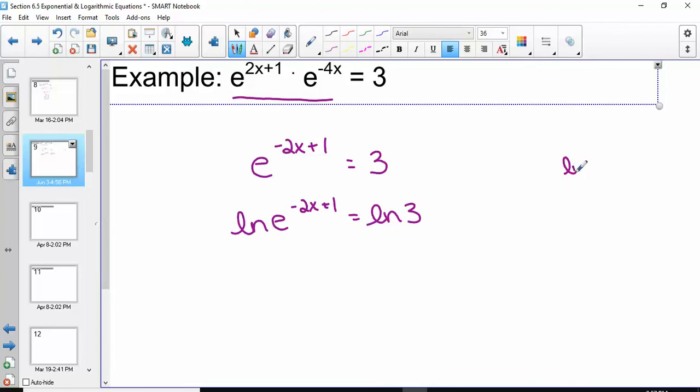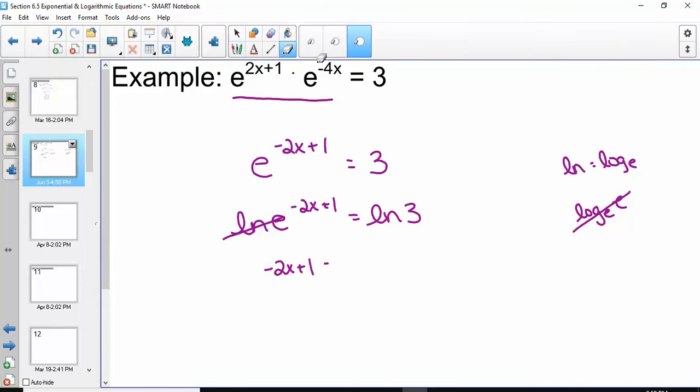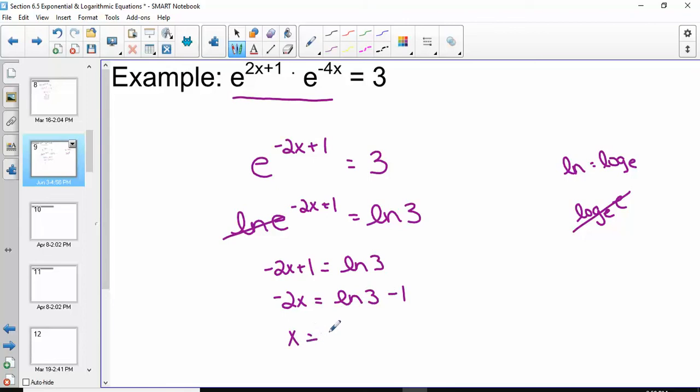Because if you remember the properties, a natural log is log base e. And if you have log base e of e, they cancel. So really, if you have an ln of e, that drops and you have negative 2x plus 1. Now, if you added your regular log, you're going to be fine. You'll get the same answer. It's just going to look a little bit uglier along the way. So to get x by itself, we have to subtract our 1 and divide by negative 2.